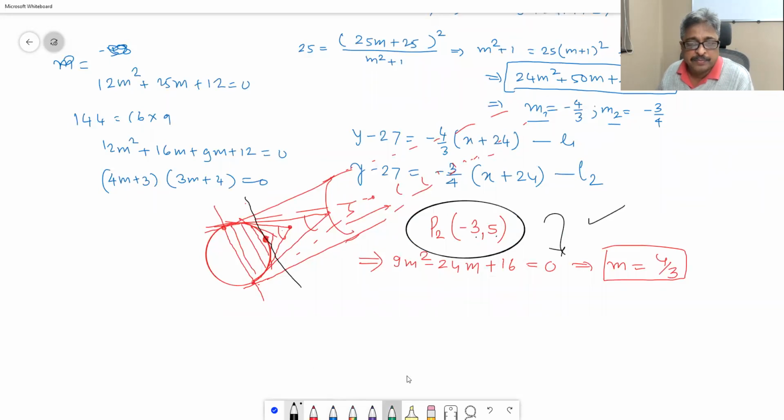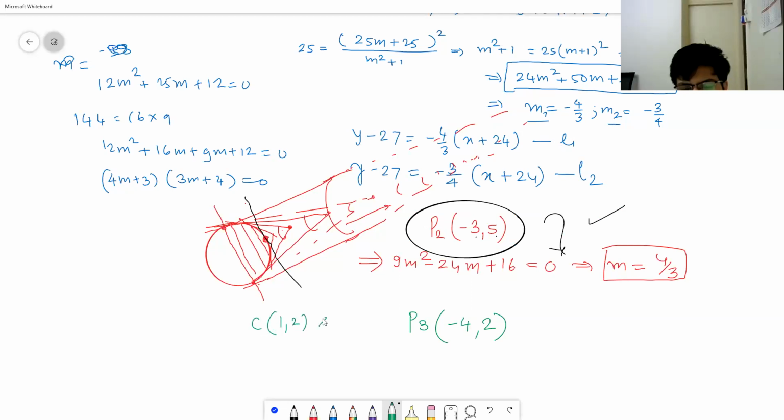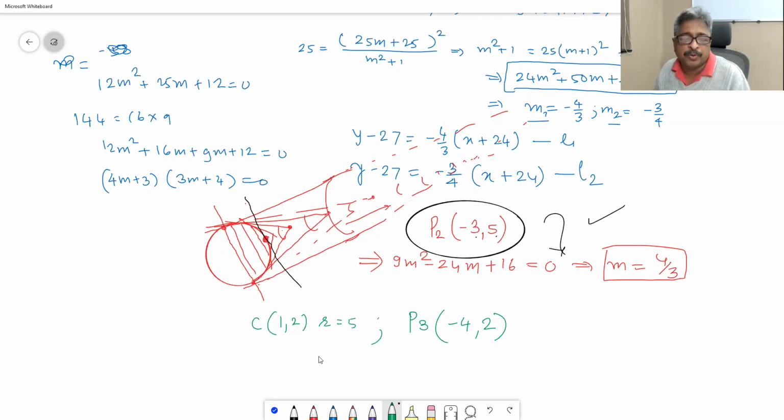P3 is minus 4 comma 2. The circle is the same. Center 1 comma 2, radius 5. Point P3 is minus 4 comma 2. Find the equations of tangents.